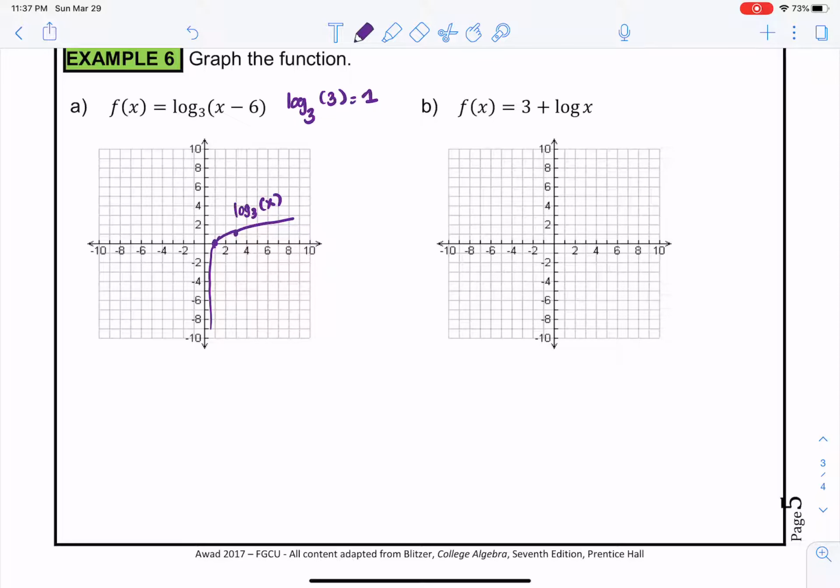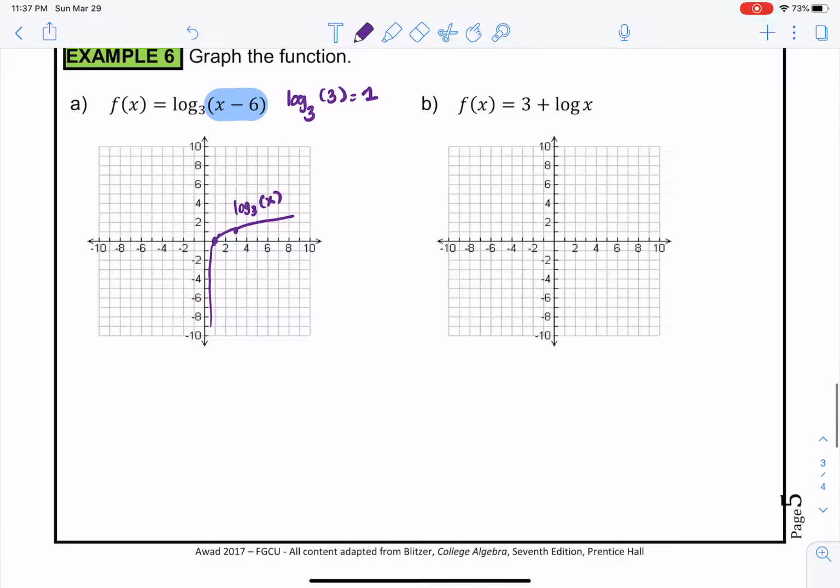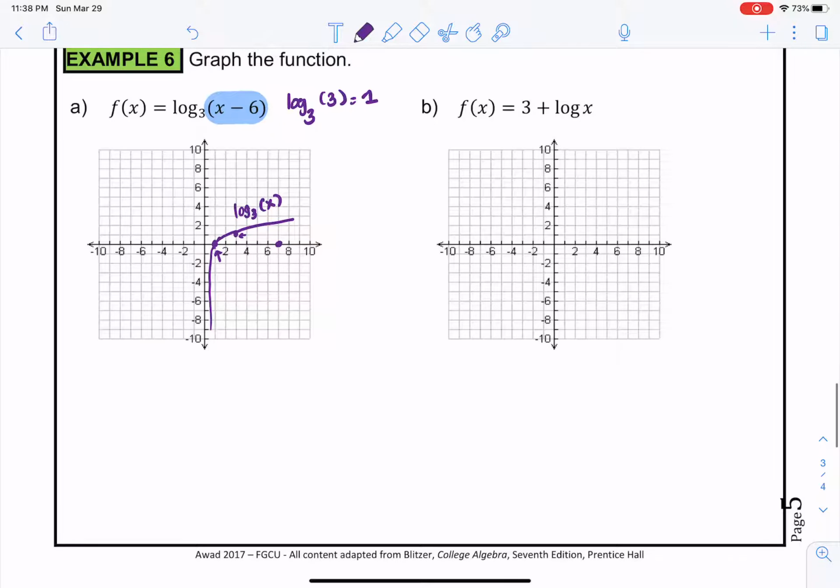Now we have x minus 6, which would imply that we are shifting to the right by 6 units. So I'm at 1. If I shift, I would end up at 7. Here we are at 3, and if I shift, 3 plus 7 would be 10. So we have that.